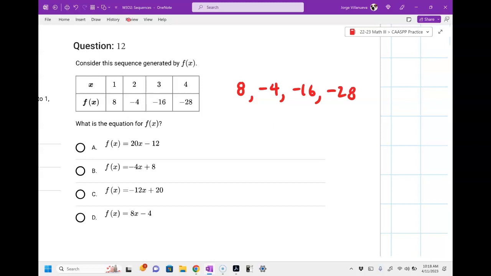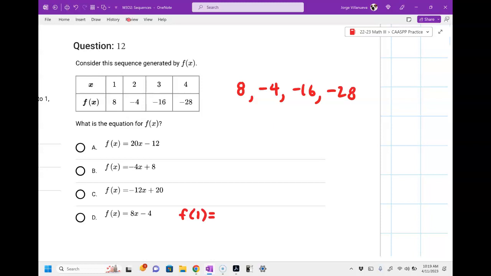Would I go with the negative x's first? I probably wouldn't. So it's either A or D. Which one do you think I'd try? D, because I don't have a calculator. I'd rather deal with 8 and 4s other than 20s and 12s, right? So I'm going to start with D. This could be wrong, but let's see.